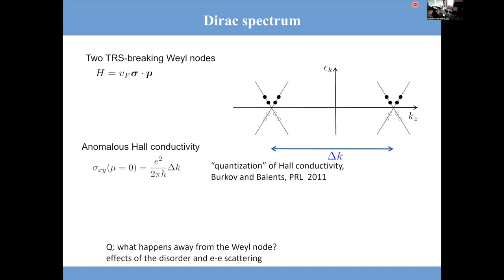Okay, so what is missing from this model, even on the non-interacting level, is what happens with this result if you tune the chemical potential away from the Weyl node. And when you tune it away from there, you need to ask how the disorder influences this result. We know that normally a metal's conductivity is affected by disorder. So this formula is quantized in the sense that it has absolutely no information about disorder. So the question is how disorder affects the Hall conductivity, especially when you take it away from the Weyl node. This is the sort of question that I want to talk about today.